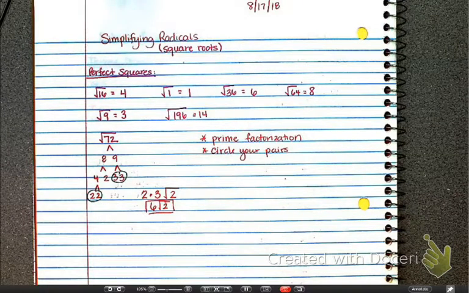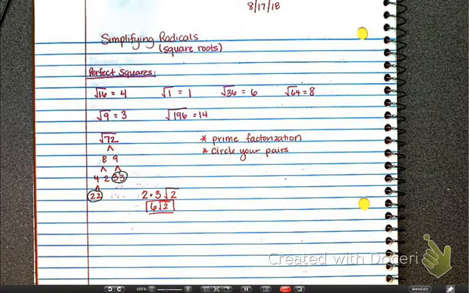So on Friday, we were talking about simplifying radicals, and we said radicals and square roots, that word is interchangeable, right? And we talked about perfect squares. So perfect squares are examples like the square root of 16, the square root of 1, where you multiply that number by itself, and you get what's underneath the square root. If you don't know what the square root of a number is, what can you do to find it?